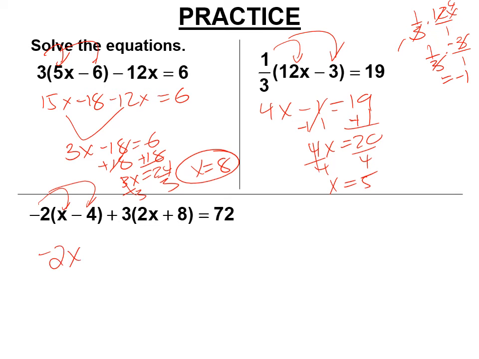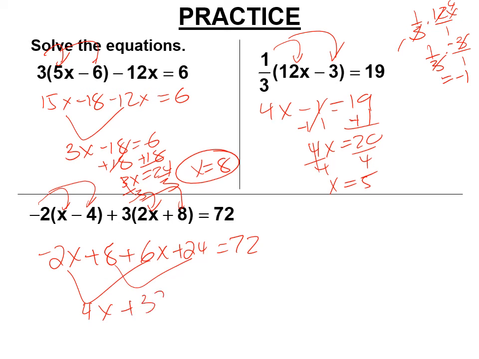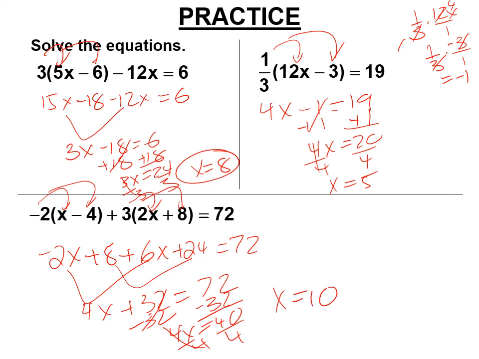Here, distribute a negative 2. Negative 2x plus 8. Keep distributing. Plus 6x plus 24 equals 72. Negative 2x plus 6x is 4x. 8 plus 24 is 32. There's our two-step. Subtract 32 from both sides. 4x equals 40. Divide by 4. And x equals 10.